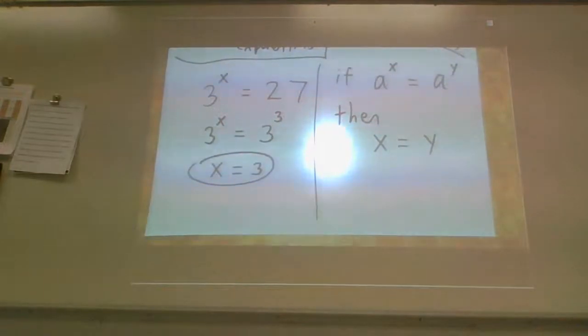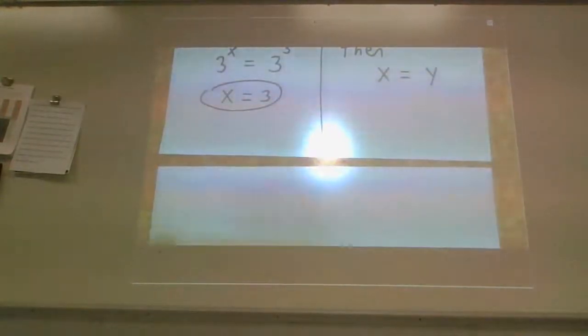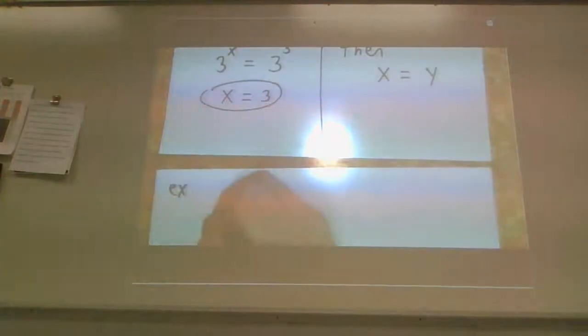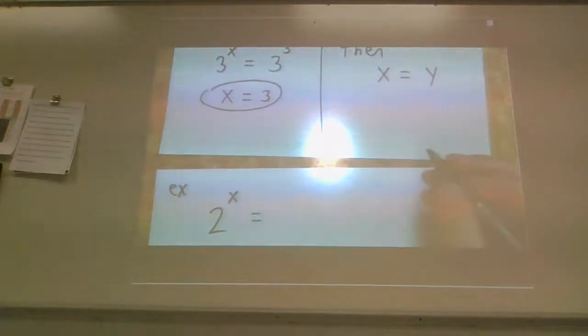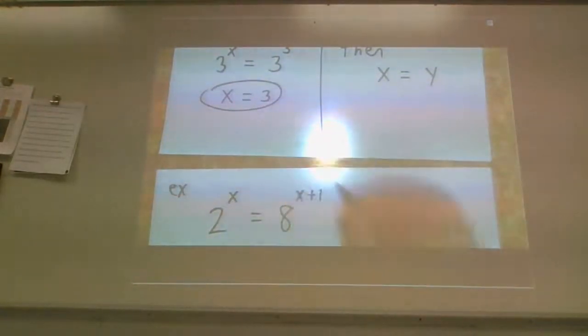Let me give you a slightly different example that utilizes this skill. Let's say, for example, that I had 2 to the x power equals 8 to the x plus 1 power.